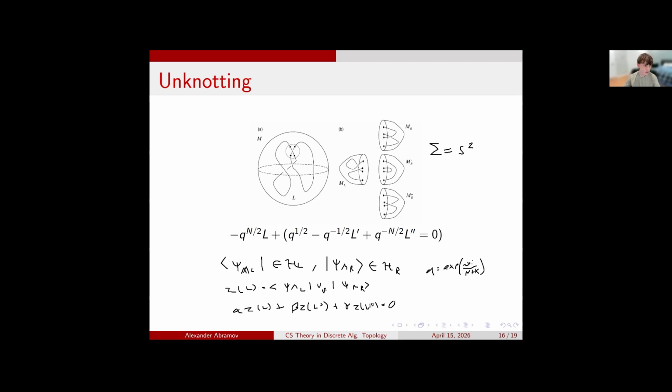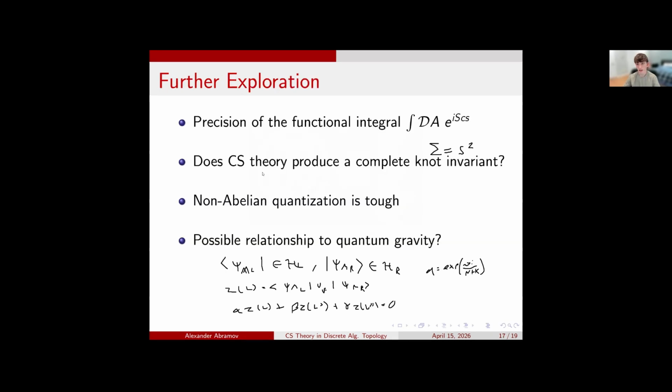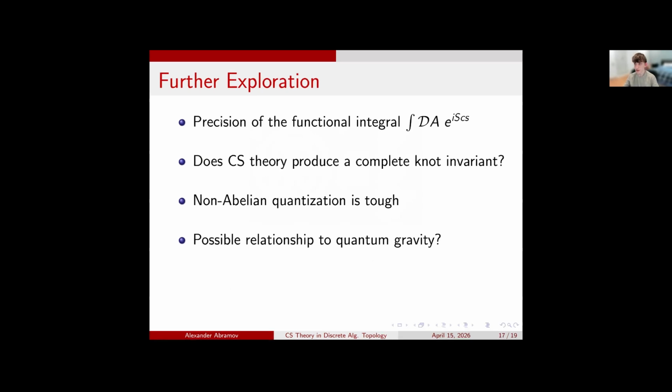And then some further stuff I was talking about. Here are some further advances that we're trying to make right now in Chern-Simons theory, which include increasing the precision of the functional integral. Defining dA as a more rigorous measure on the space of connections goes hand in hand with this. Also, figuring out whether CS theory produces a complete knot invariant, since currently known invariants from Chern-Simons cannot distinguish all knots.